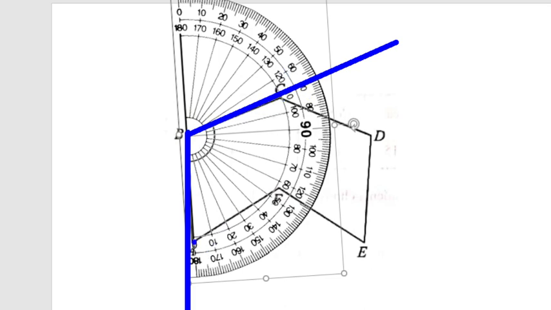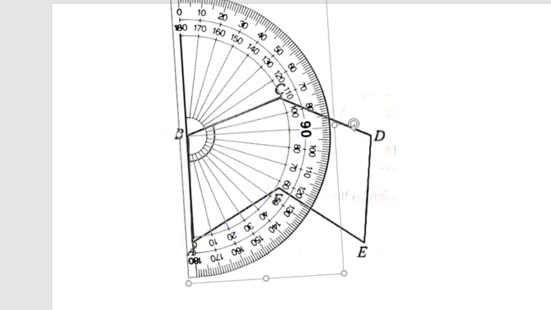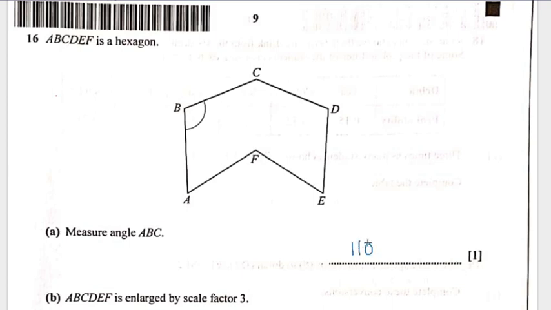Extend your line so that you can read the scale. You know it's 0, 10, 20, 30, right? So you don't use 180, 170, 160. You must start with 0. So 0, 10, 20, 30, 40, 50, 60, 70, 80, 90, 100, 110. Many students get confused whether it's 110 or 70. How do you know which scale to use? You must start from 0. So that will be 110 degrees. Then we write here 110 degrees.